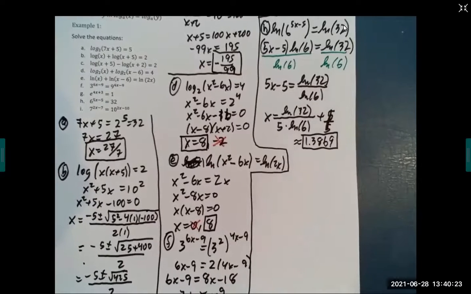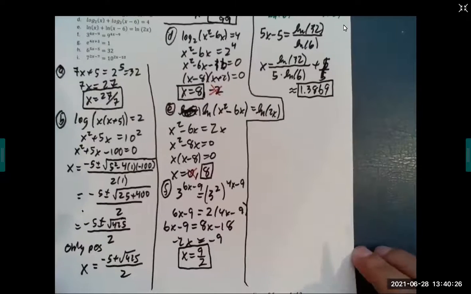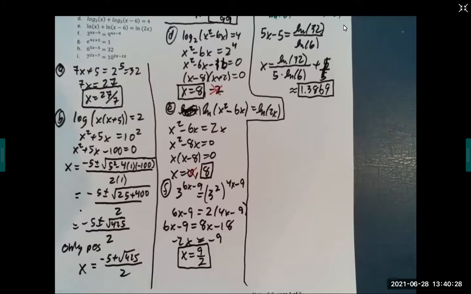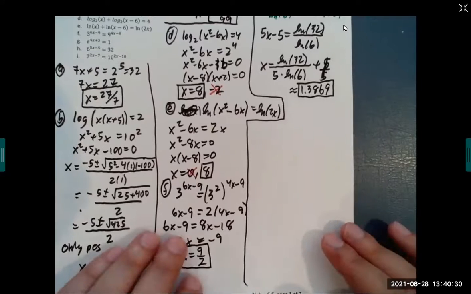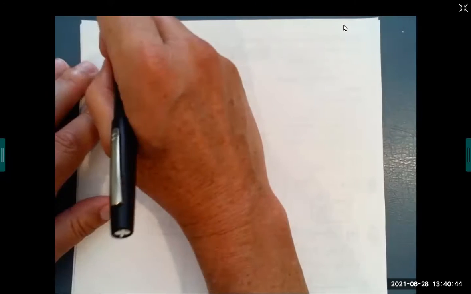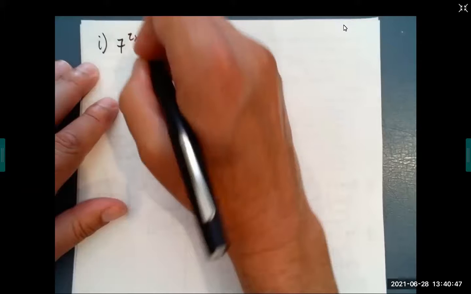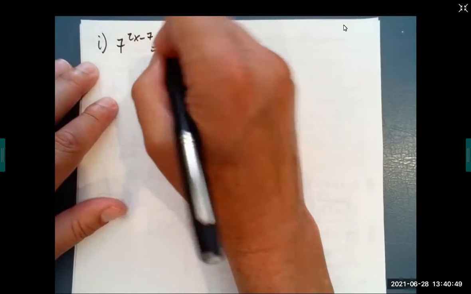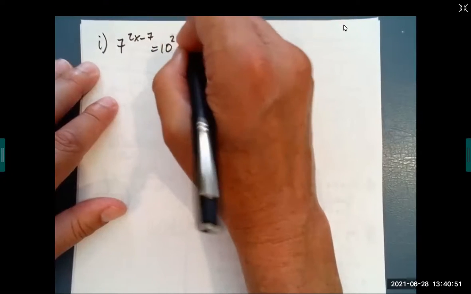All right, I'm not confident that I have enough space for this last one, so I'm going to use the back of this page. There we go. All right, so this is I. And I'll write the problem out. 7 raised to 2x minus 7 equals 10 raised to the 2x minus 10. Okay, so you may want to start at the top of the page as well.